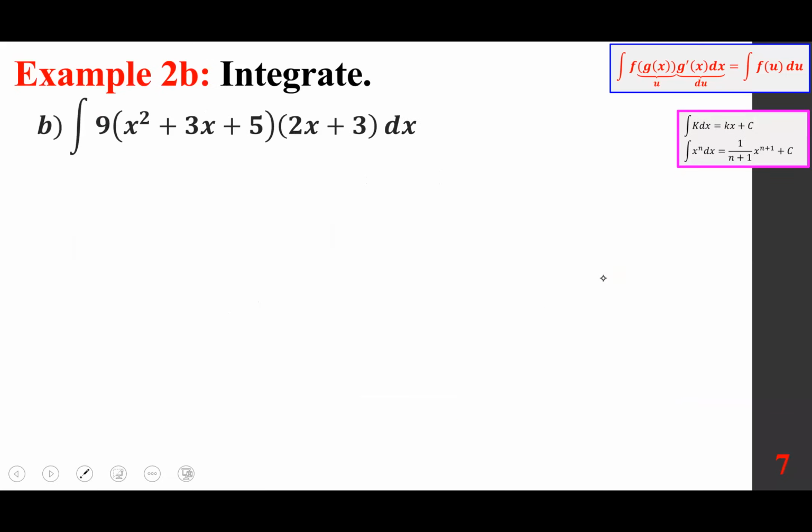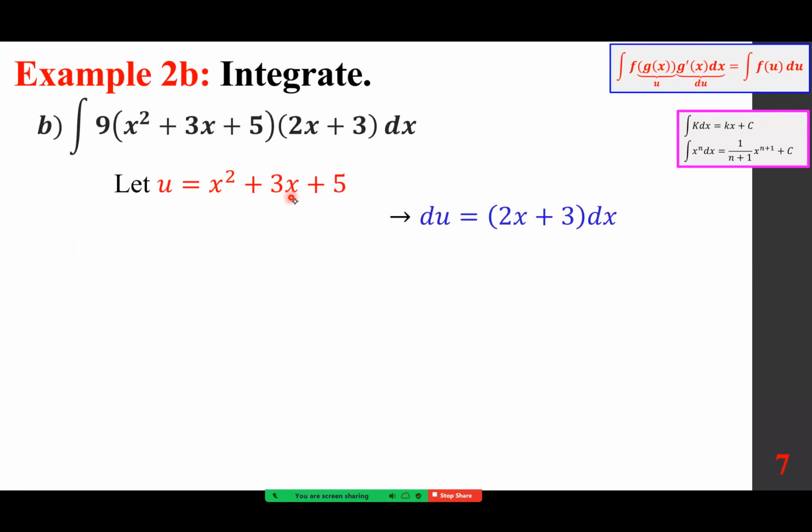Again, in this example, we are dealing with polynomials. The more complicated one, in this case x squared plus 3x plus 5, is a choice of u. The derivative is 2x plus 3. So du is 2x plus 3 times dx. So number 9 is just a multiplier, it's a coefficient. You can keep it inside or outside the integral sign, makes no difference.